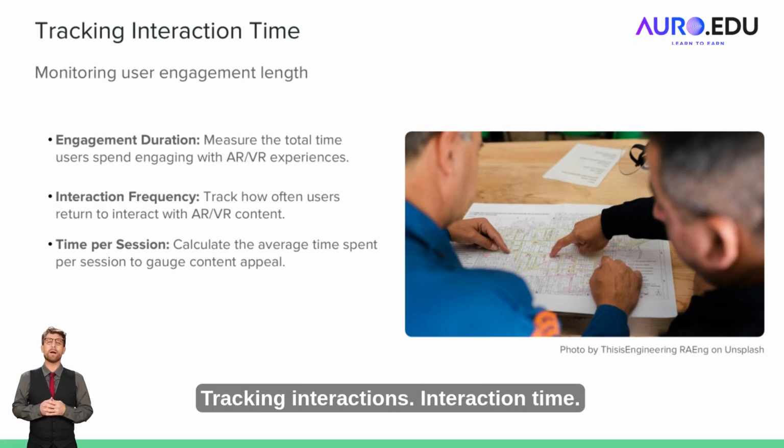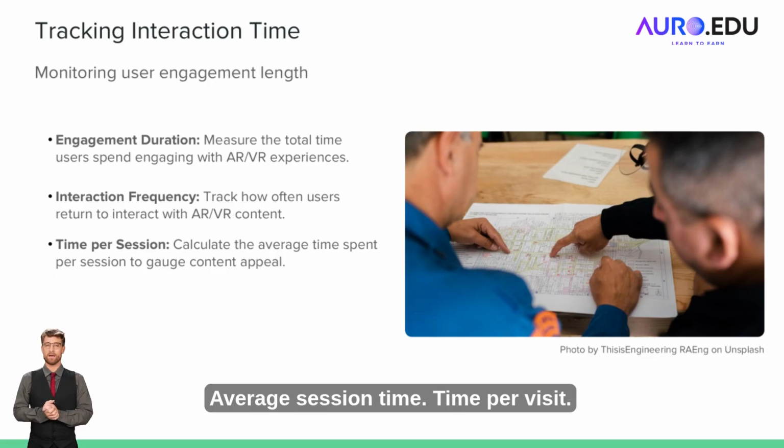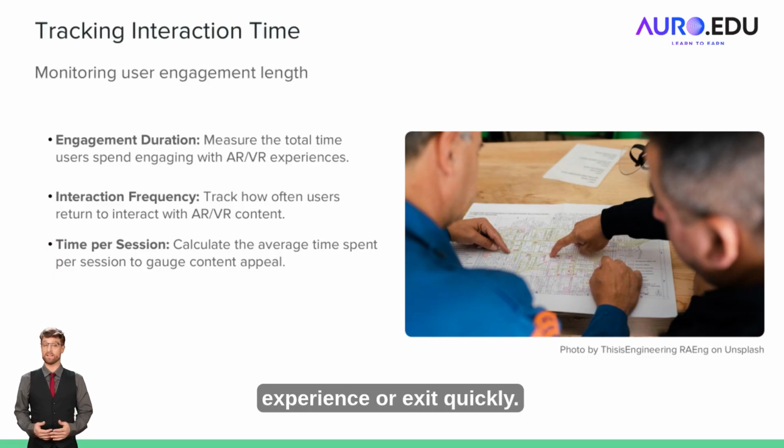Tracking interaction time. We measure engagement duration, total time spent; frequency, how often users return; and average session time, time per visit. This tells us if users enjoy and value the experience or exit quickly.